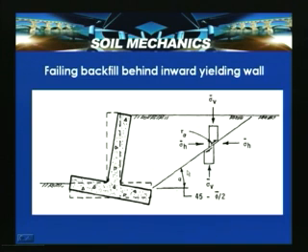Similarly, in the passive case, a failing backfill behind an inward yielding wall is shown. This retaining wall is yielding towards the backfill, which induces compression. Along this shear plane it induces tau alpha, the shear stress which gets mobilized, and the failure wedge. Sigma v is the vertical stress and sigma h is the horizontal stress. In this case sigma h becomes the major principal stress and sigma v becomes the minor principal stress.